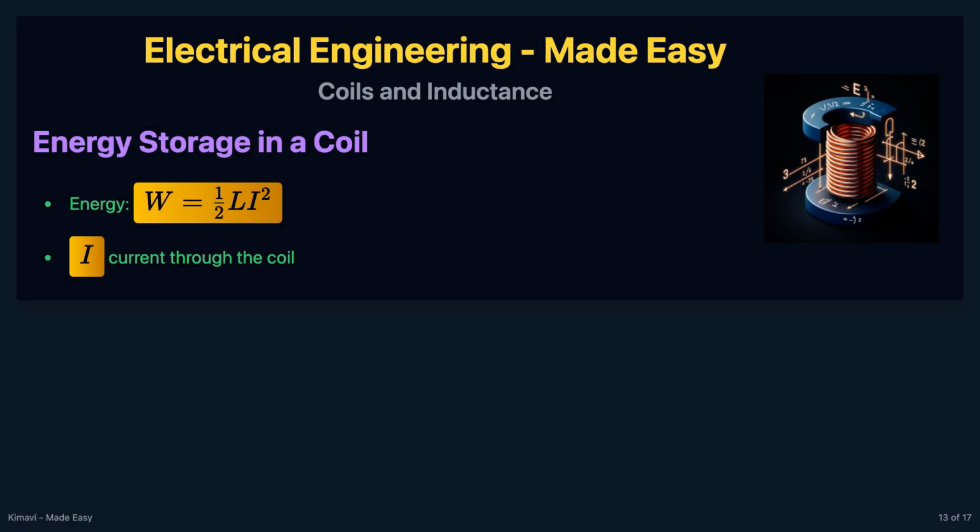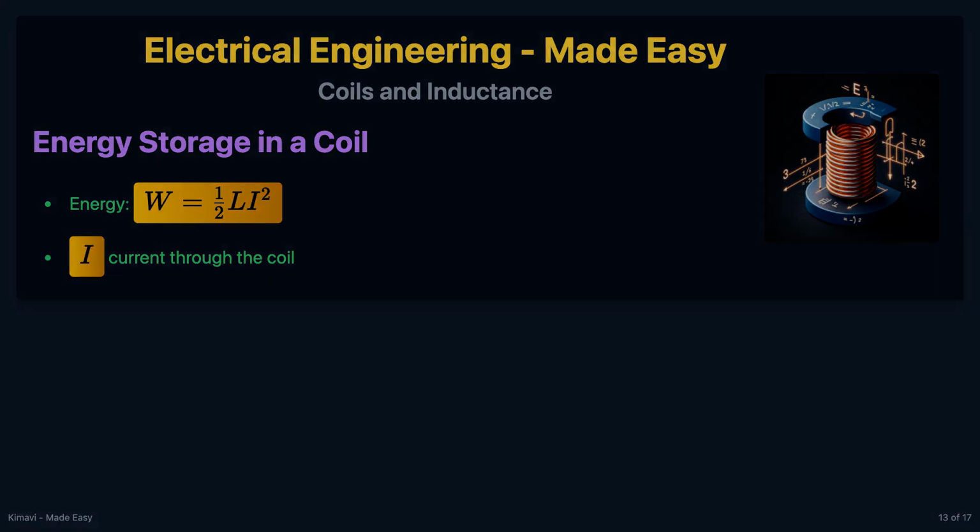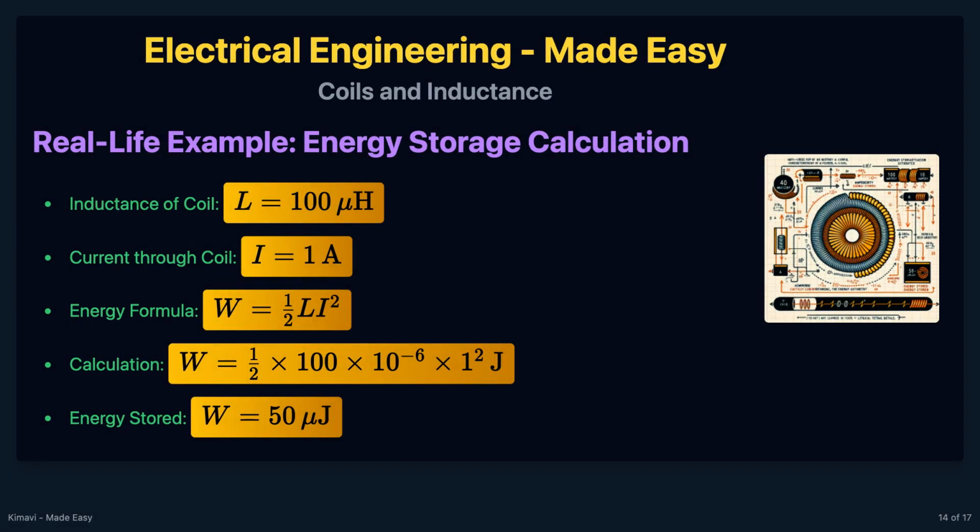The energy stored in a coil is given by the formula W equals 1/2 times L times I squared, where I is the current through the coil. If a 100 microhenry coil has a current of 1 ampere flowing through it, the energy stored in the coil can be calculated as W equals 1/2 times 100 times 10 to the power of -6 times 1 squared, which equals 50 times 10 to the power of -6 joules, or 50 microjoules.